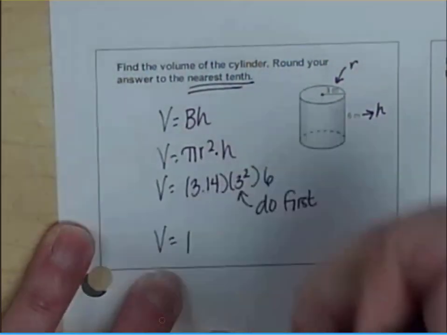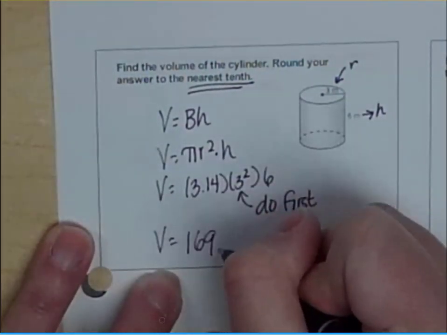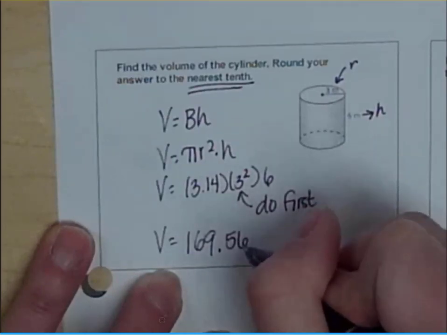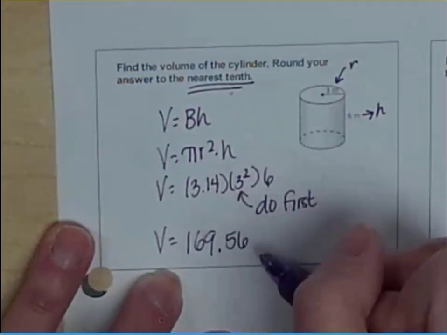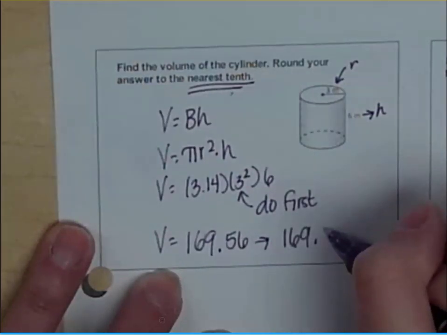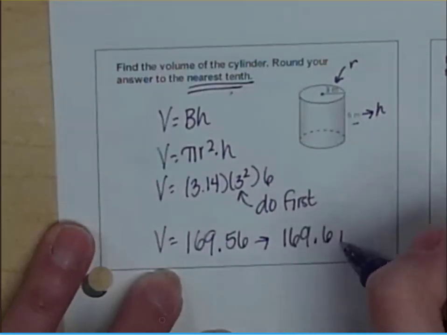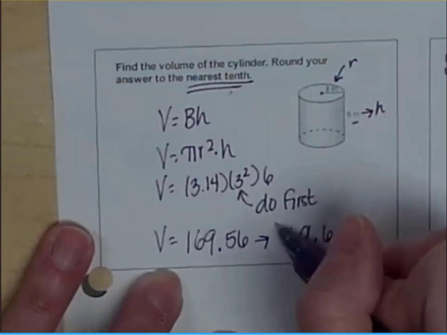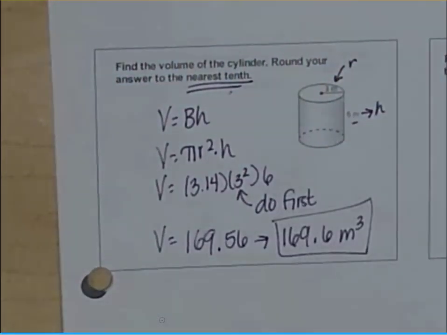169.56, but my directions say to round to the nearest tenth, so I end up with 169.6 meters cubed. All right, nice job.